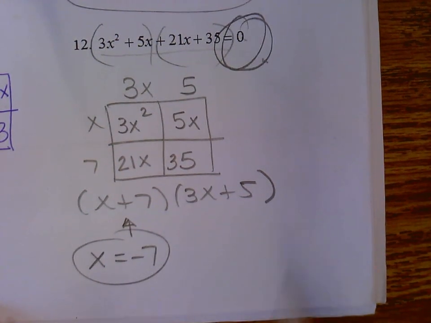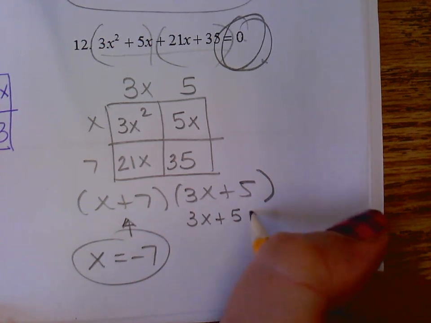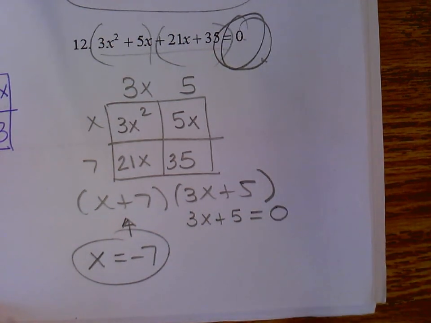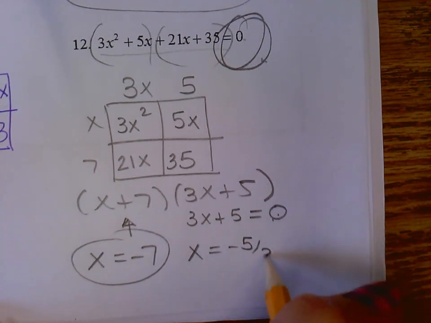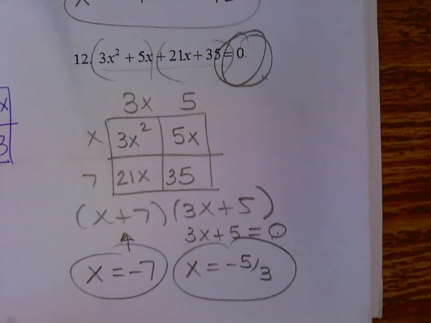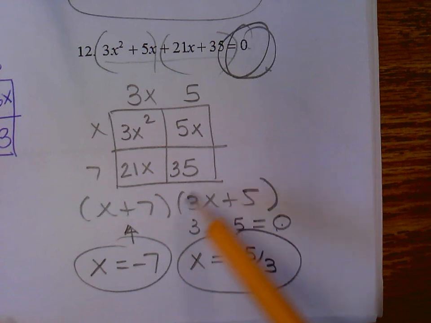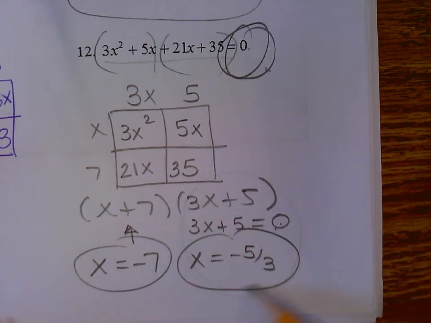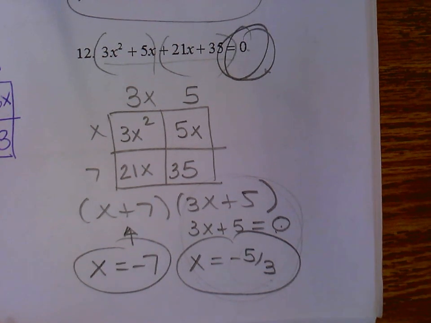If you can't do this in your head, you set that binomial equal to 0. And then you'd subtract the 5 to the other side, and then you would divide by 3. So it would come out to negative 5/3 as your second solution. That is a little bit harder, and I feel like that's where a lot of Algebra 2 students got stuck, is they couldn't get to this fraction answer, but hopefully you're past that.